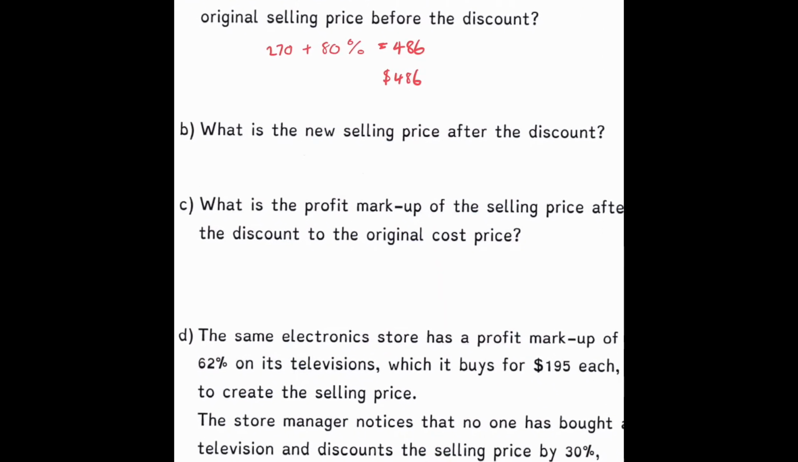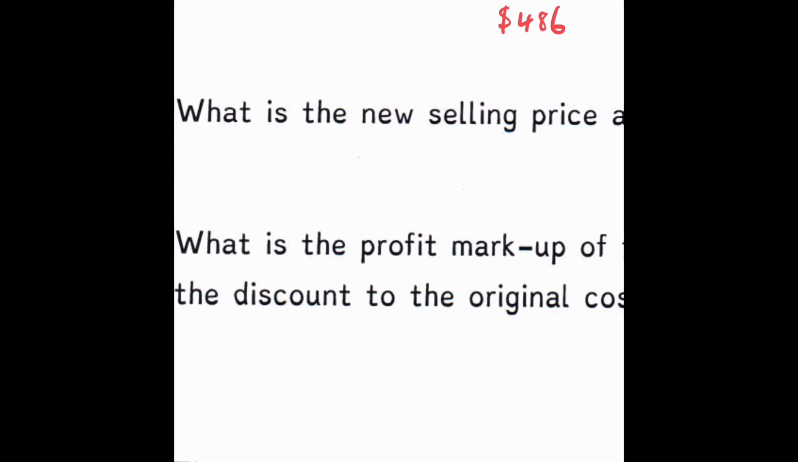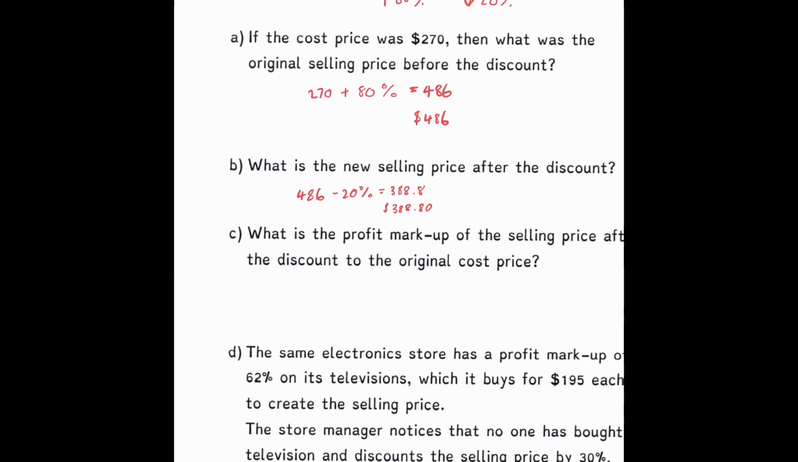Okay. So now the new selling price after the discount, what happened is we're starting fresh. So we're going to start at 486, and then we're going to discount by 20%. And again, you can do that on your phone calculator just by hitting -20% equals 388.8. We're going to make that an 80, so it's 2 decimal places.